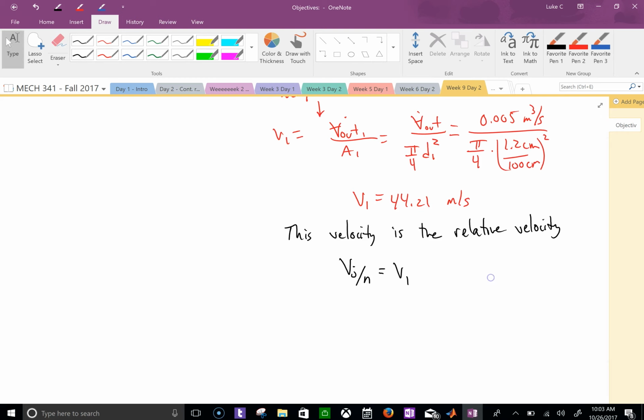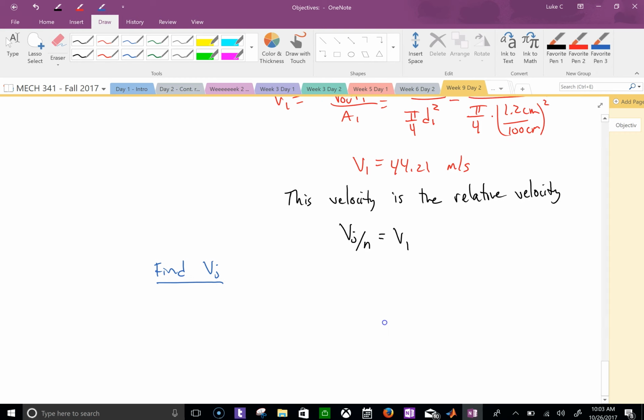So, let's go back and find the velocity of the jet, which is the velocity the person on the ground would see of the gas coming out. Okay, because that's the velocity we need to use in our equation.